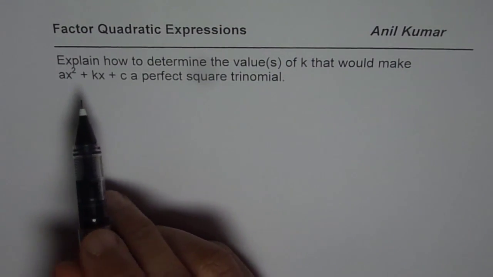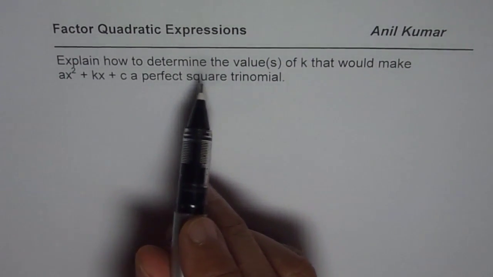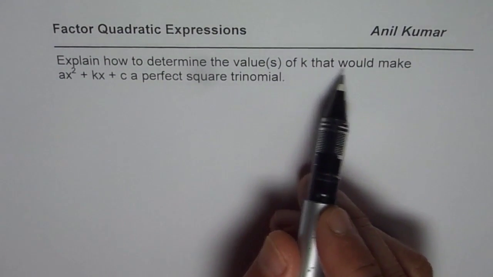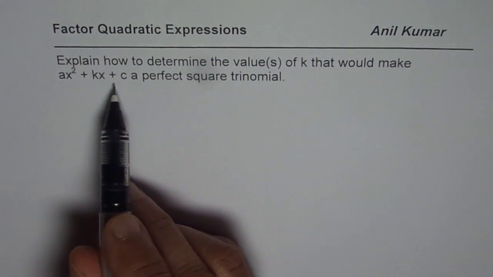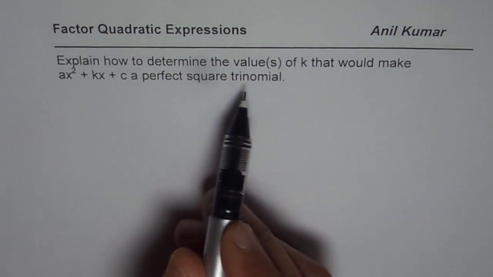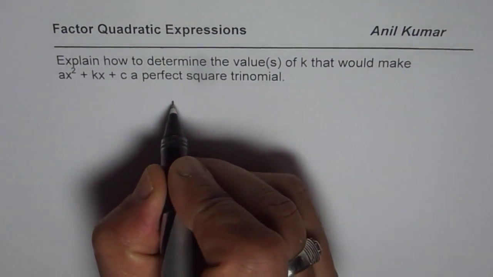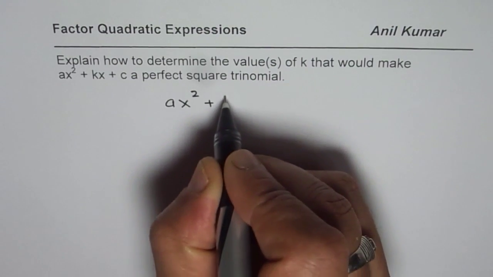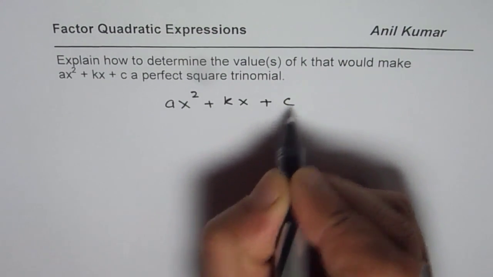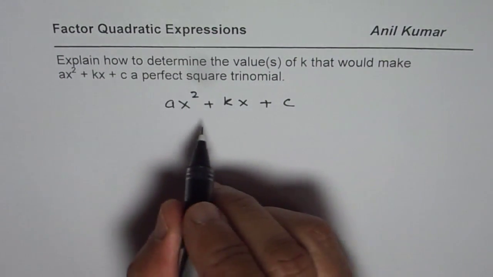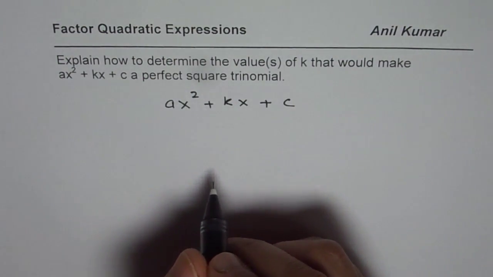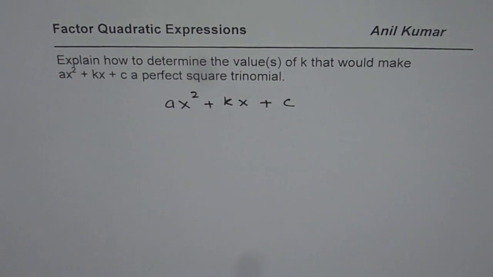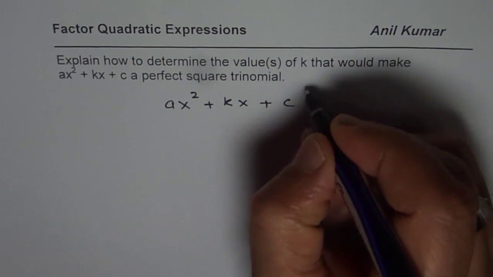The question is, explain how to determine the values of k that would make ax squared plus kx plus c a perfect square trinomial. So what we are given here is the standard expression ax squared plus kx plus c, and we want to write this expression as a perfect square, right? So what could be the value of k which could make it a perfect square? That is what you need to understand and explain.